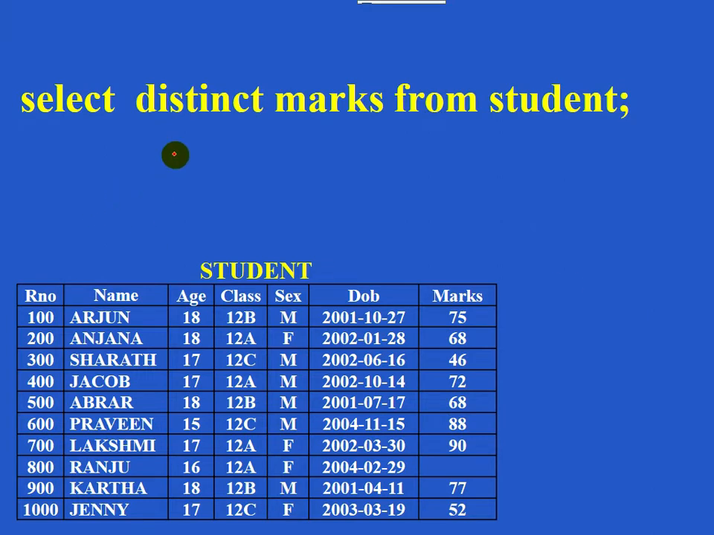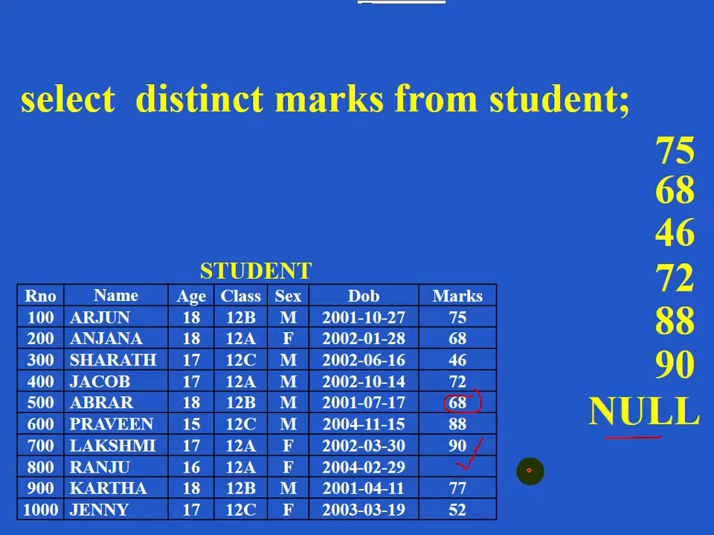Now here the count function is not used, simply distinct column name. So all the marks are displayed and the duplicate entry is displayed only once. So you get the answer 75, 68, 46, 72. The duplicate entry is displayed only once. 88, 90, even the missing entry is displayed. It is displayed as null, followed by 77 and 52.